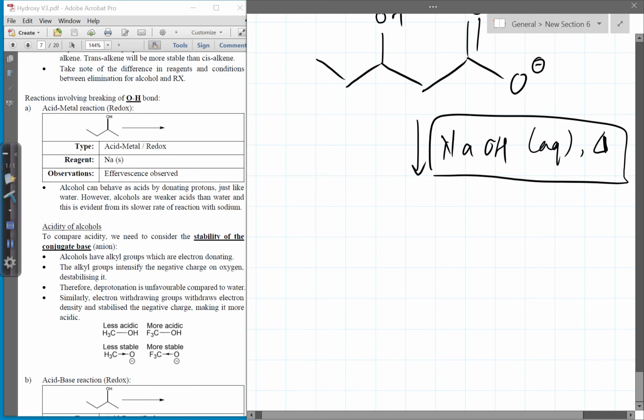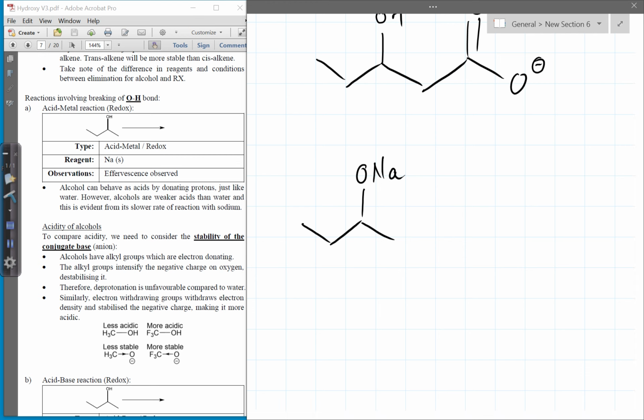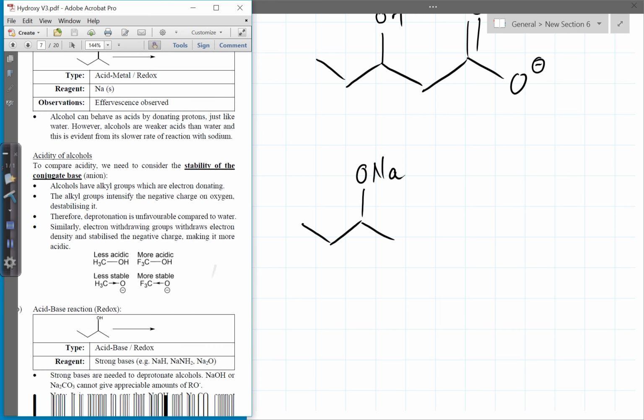First is your acid metal reaction, right? And you will have your metal alkoxide species, which is your ONa, right? This is quite obvious. You're using your sodium metal, so it's an acid-base reaction or acid-metal reaction. Alcohols can behave as acids by donating protons just like water, but alcohols are weaker acids than water, and this is evident from its lower rate of reaction. Or you can say that it's less vigorous, right, when it reacts with ethanol compared to water.